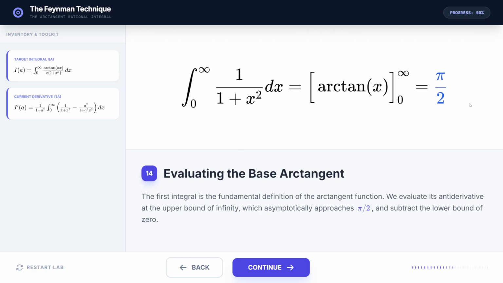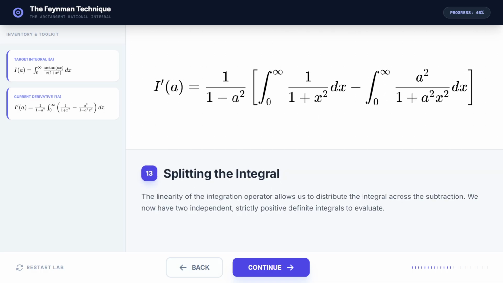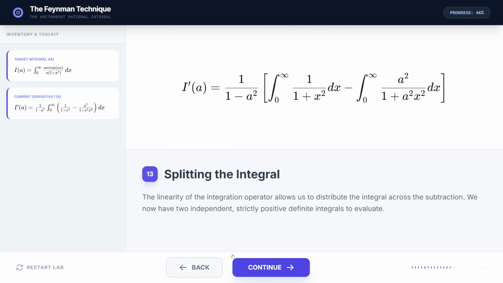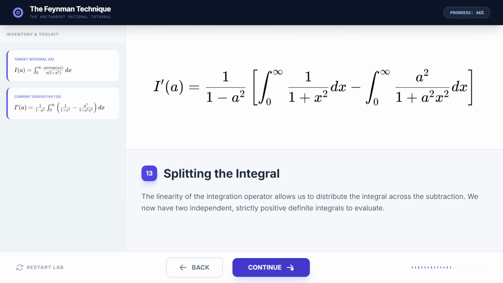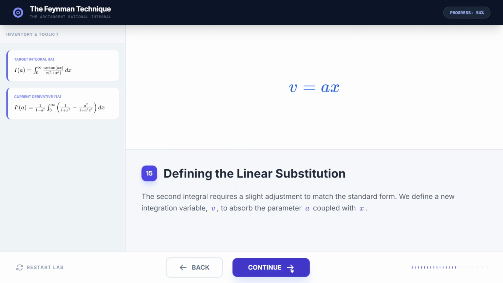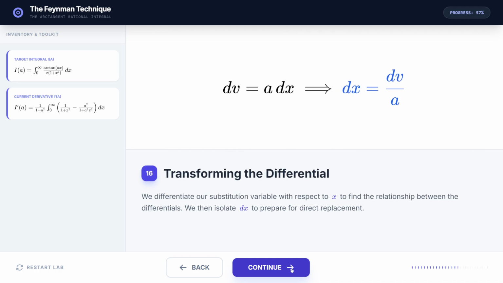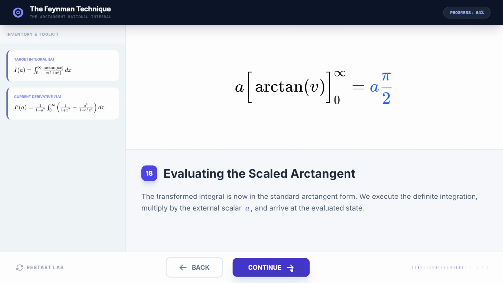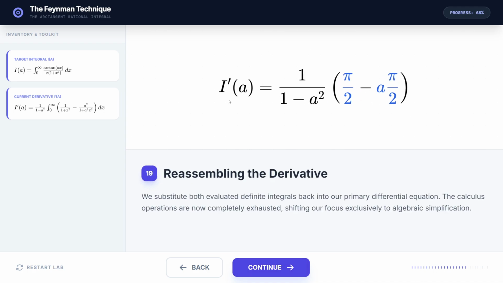Now, obviously, this integral right here is a standard one. That's just going to be pi over 2. All right. Now, on our second one, let's make a substitution. We're going to let v equal ax. All right. Then dv is a dx, and dx is dv over a. So our second integral simplifies like this. And again, this integral evaluates to pi over 2. So finally, we have I prime of a is equal to this.